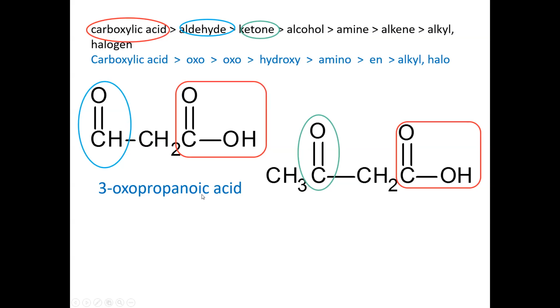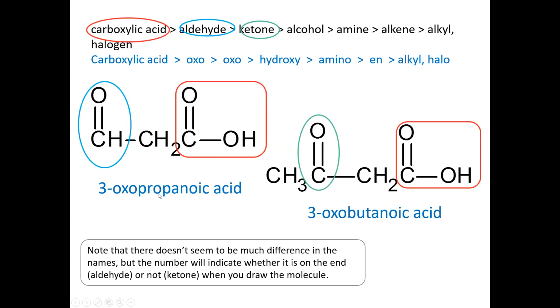So we end in oic acid, and this will be 3-oxopropanoic acid, and this will be 3-oxobutanoic acid. And the way we know whether one is aldehyde and one's a ketone, propanoic, 3 carbons in a row. So 3-oxo means I'm on the third and last carbon, so it must be an aldehyde. Here it is 4 carbons in a row, so 3-oxo means I'm on the second to last carbon, so therefore it can't be an aldehyde, it must be a ketone.